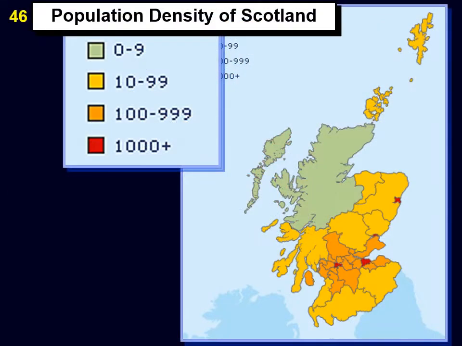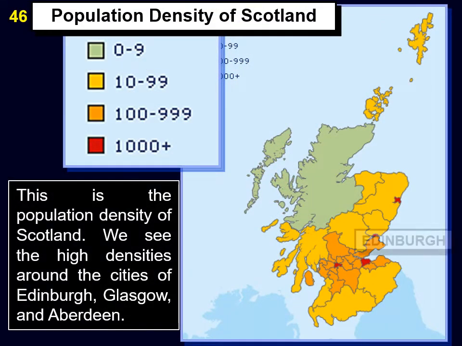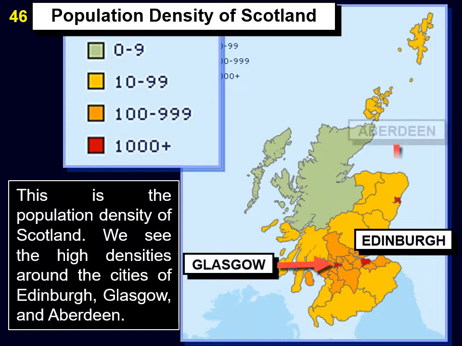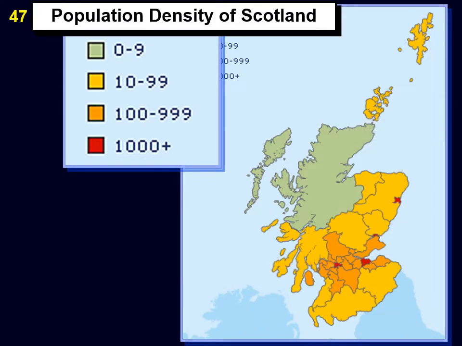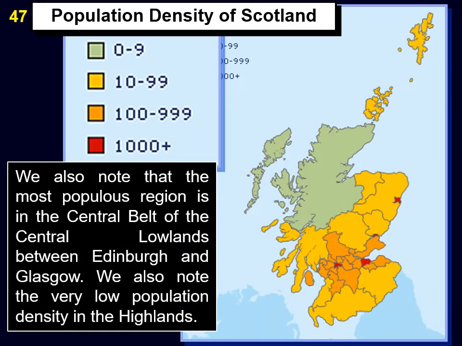This is the population density of Scotland. We see the high densities around the cities of Edinburgh, Glasgow, and Aberdeen. We also note that the most populous region is in the central belt of the Central Lowlands between Edinburgh and Glasgow. We also note the very low population density in the Highlands.